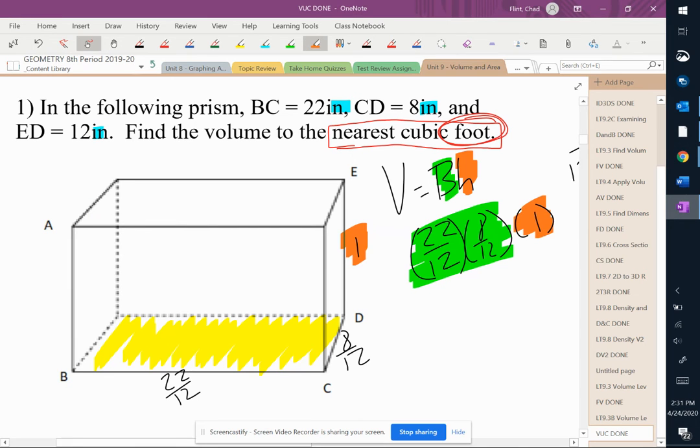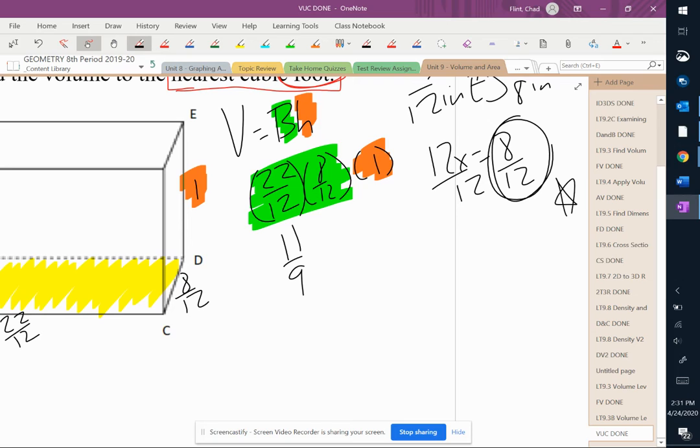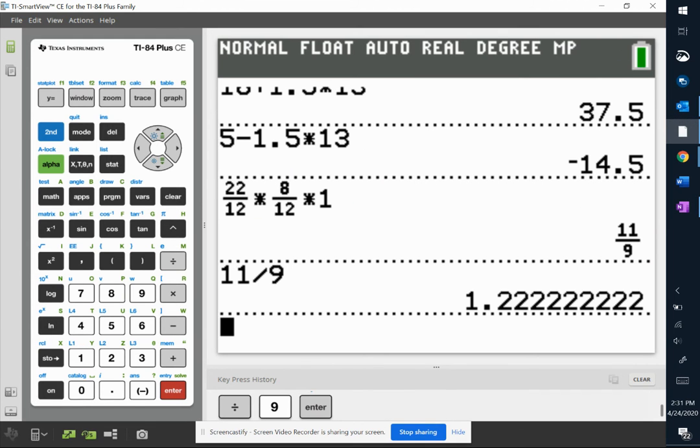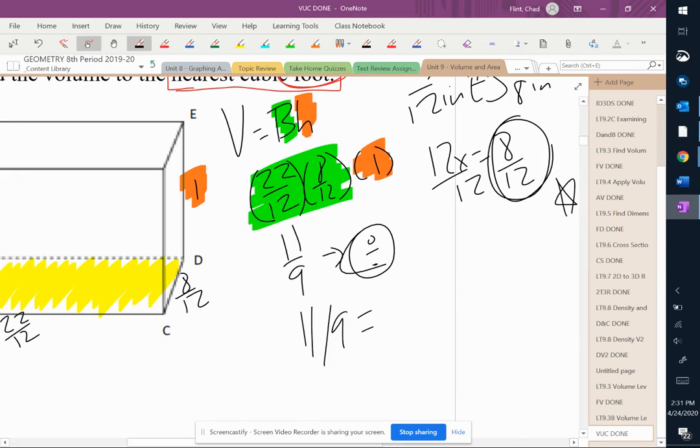Okay, so now this says nearest cubic foot. So it's 11 over 9. That's not nearest cubic foot. That's a fraction. So I need to do that. Remember that fractions are division. So it's going to be 11 divided by 9. 11 divided by 9 is 1.2 repeating. It says nearest cubic foot, so it's just going to be 1 cubic foot. So again, check those units. Check the units it wants the answer in. Be careful. It's incredibly frustrating to do these things twice.